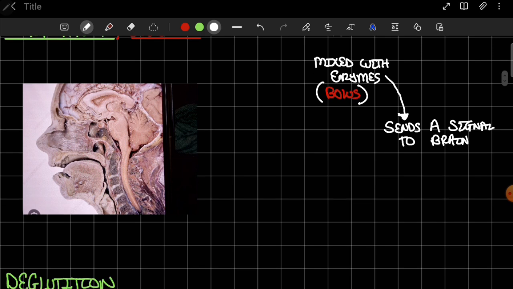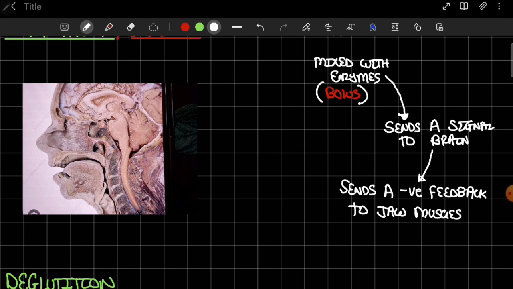So what role does the brain play in this? The brain further sends a negative feedback to the jaw muscles. Now, since a negative feedback has been sent to the jaw muscles, what will happen to them? Yes, of course, the jaw muscles relax. And since the jaw muscle relaxes, what will happen to the mandible or the jaw? So, the jaw drops.